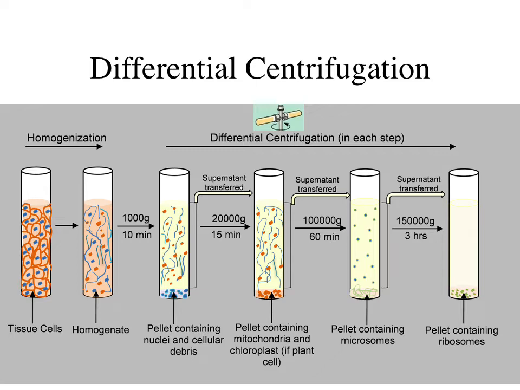So you can see here in this illustration, first you homogenize, you take that homogenate, and you start doing differential centrifugation. So at each step, you increase the force that's being used, you increase the time, and different components will pellet out. So in this case, the final pellet that's obtained would be the ribosomes.